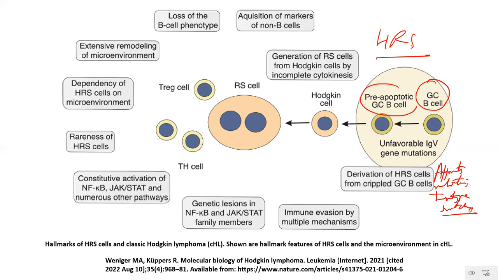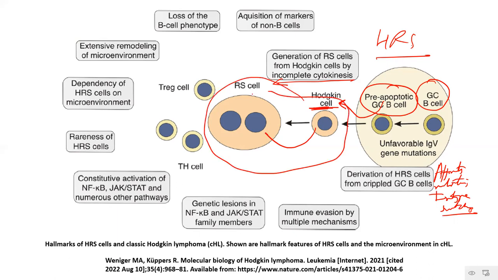So if one such cell which was destined to die by the process of apoptosis gets rescued and is kind of transformed into a malignant phenotype, the cell that you get is a Hodgkin cell. So it has a post-germinal marker positive pattern. And these Hodgkin cells sometimes will divide by the process of incomplete cytokinesis, meaning that the nucleus divides, but the cytoplasm does not, thus giving rise to a Reed-Sternberg cell.